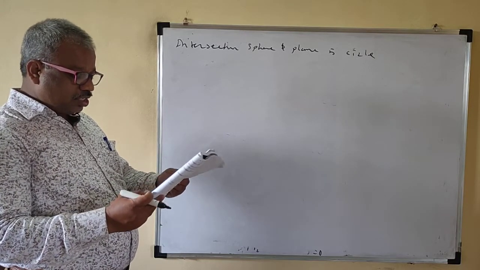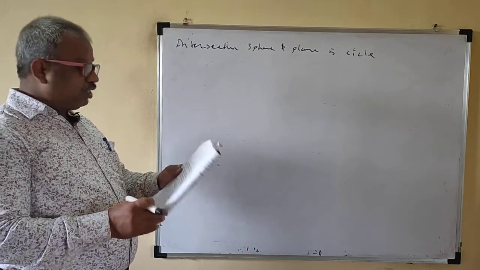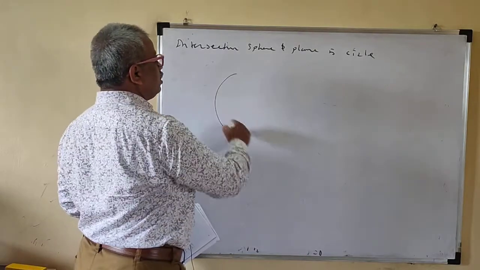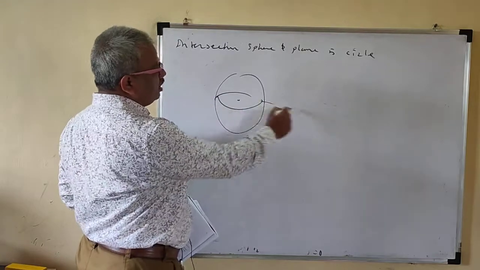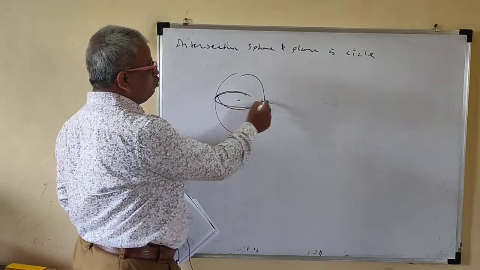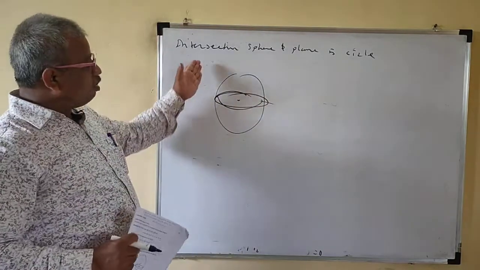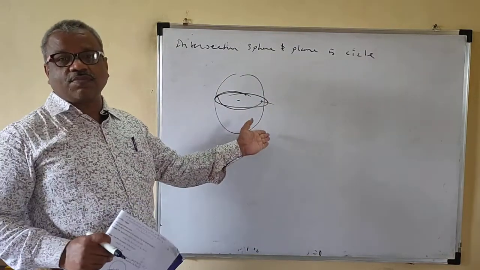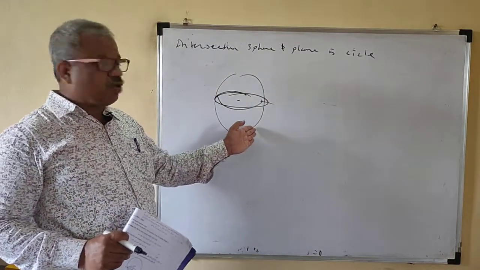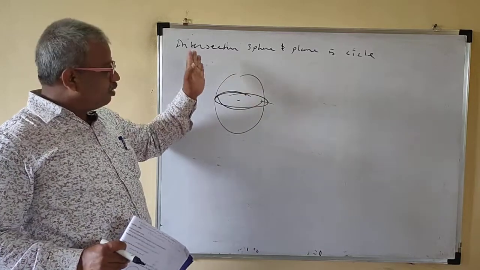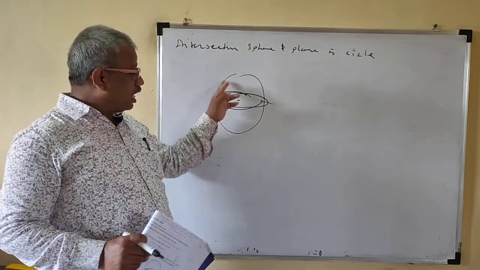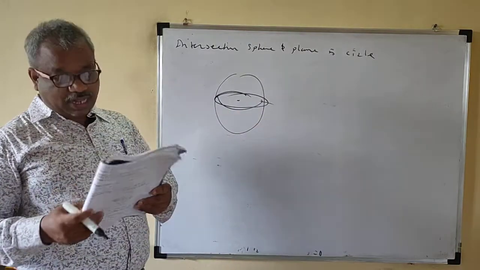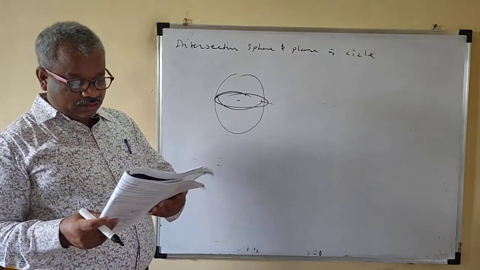The section of a sphere by a plane through its center. That means what? This is a sphere, and if you take this section here, that will be the great circle. That means your plane is passing through the center of the sphere. The plane section is taken through the center, so that will be the great circle. Note that.